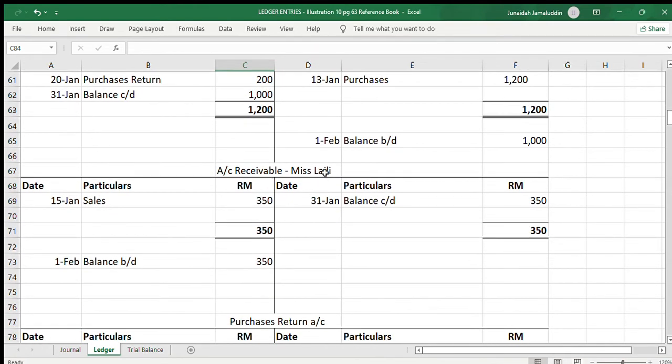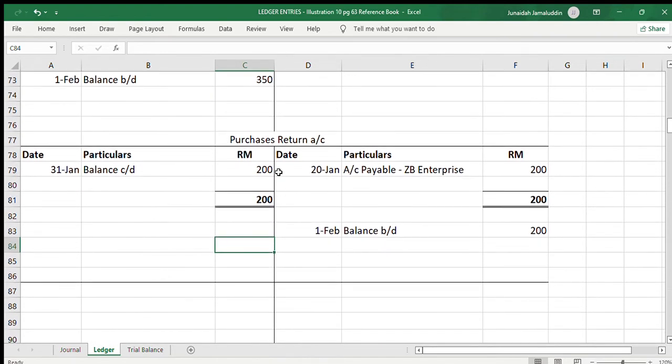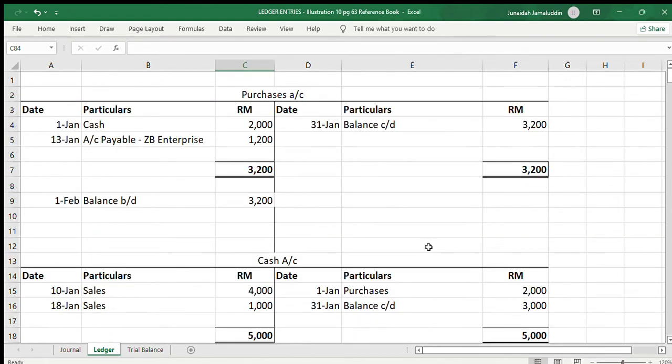Alright, and then account receivable Miss Laili, it has a debit balance. Okay, and then for the purchases return, we have a credit balance. Okay, we have credit balance for purchases return account. Okay, so in conclusion, we know that all the asset, drawings and expenses accounts must have debit balance. Okay, say for example, purchases is an expense, so it has a debit balance. Okay, asset, drawing, expenses accounts must have debit balance.